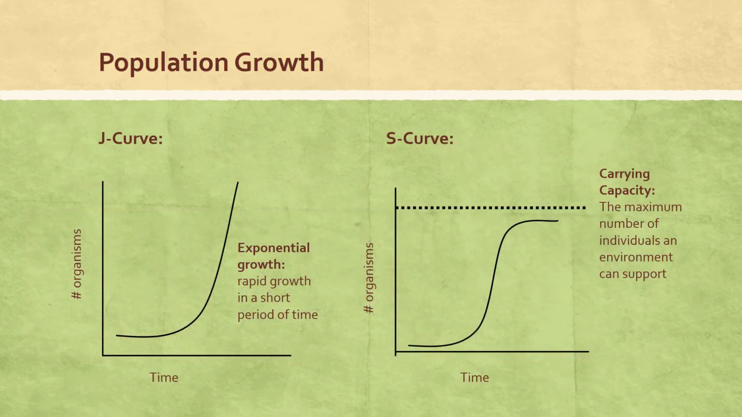All right, let's look at population growth. So we're going to look at the J curve, which is exponential growth. This is a rapid growth in a short period of time. Okay. However, that J curve will eventually turn into an S curve. Okay, because the J curve is only looking at a small portion of this S curve. Okay, what is the S curve? The S curve, okay, we can only grow exponentially until we reach a point where we start to level out. And that leveling out place is called the carrying capacity. That is the maximum number of individuals an environment can support.